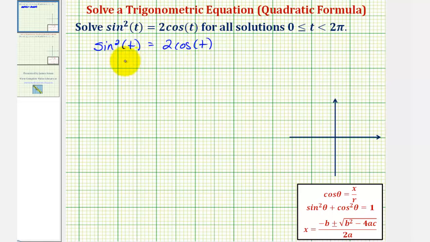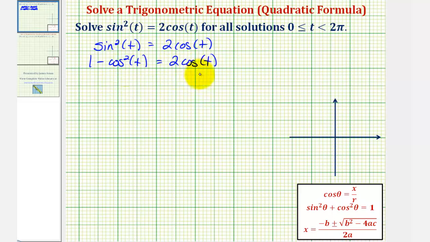So we'll perform a substitution for sine squared t using the identity sine squared theta plus cosine squared theta equals 1. Notice if we solve this for sine squared theta, we'd have sine squared theta equals 1 minus cosine squared theta, which means, in our case, we can substitute 1 minus cosine squared t for sine squared t. So we'd have 1 minus cosine squared t equals 2 cosine t.